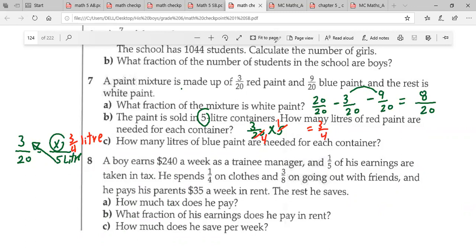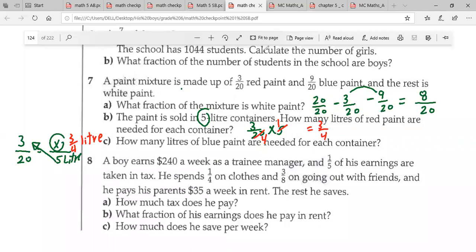The next one. Abdullah, open your mic, Abdullah. Yes, mister. Yes, Abdullah. Here is the next one. Read it. Next one. Okay, see: how many liters of blue paint are needed for each container?